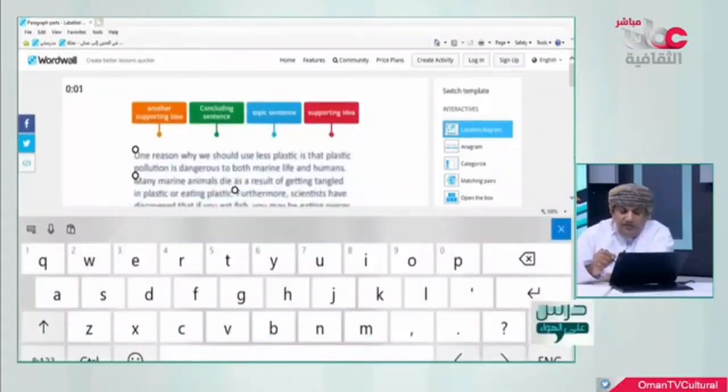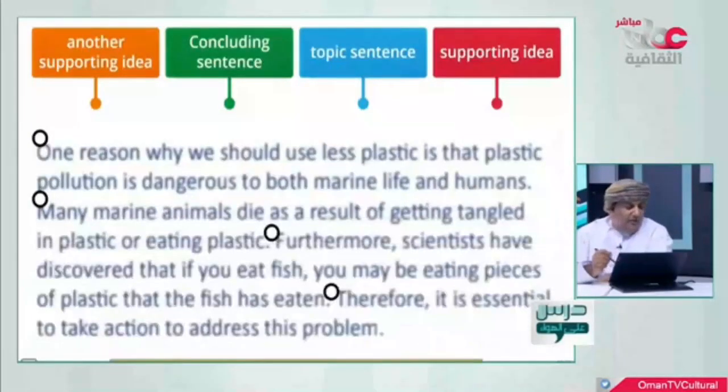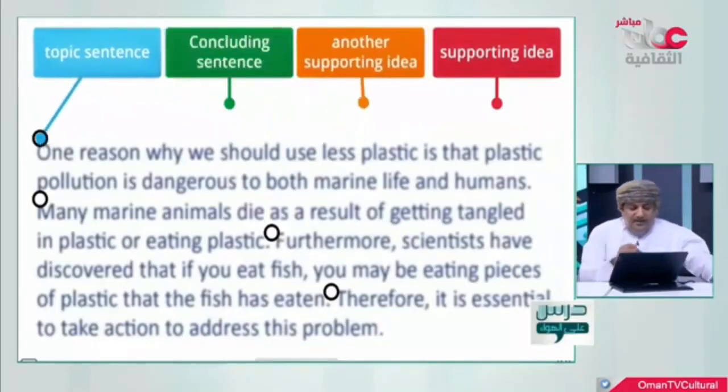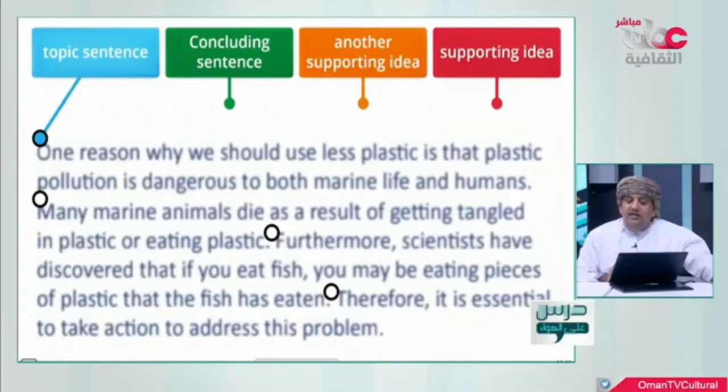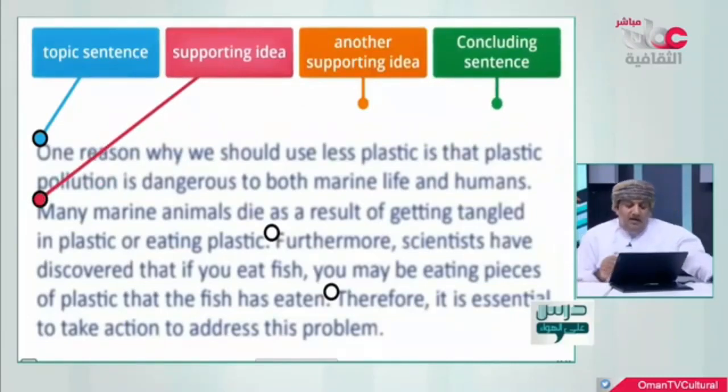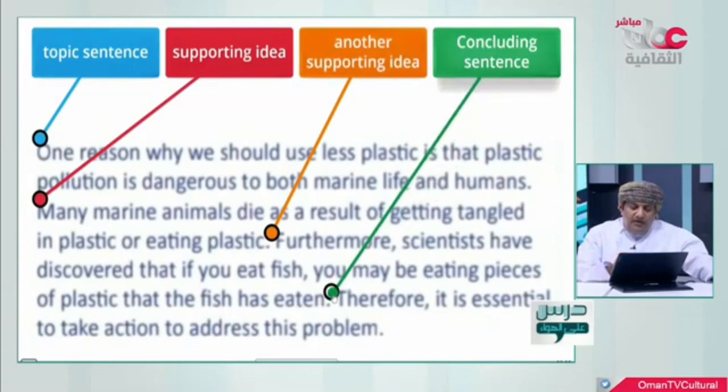Now, as you can see here, we have 4 parts. What do we call the first part? Is it a supporting idea, concluding sentence, or topic sentence? Yes, it is a topic sentence. Okay, the second part, what is it? Yes, it's a supporting idea. Number 3, yes, it's another supporting idea. The final one is the concluding sentence. Thank you. These are the 4 main parts of the structure of the paragraph.